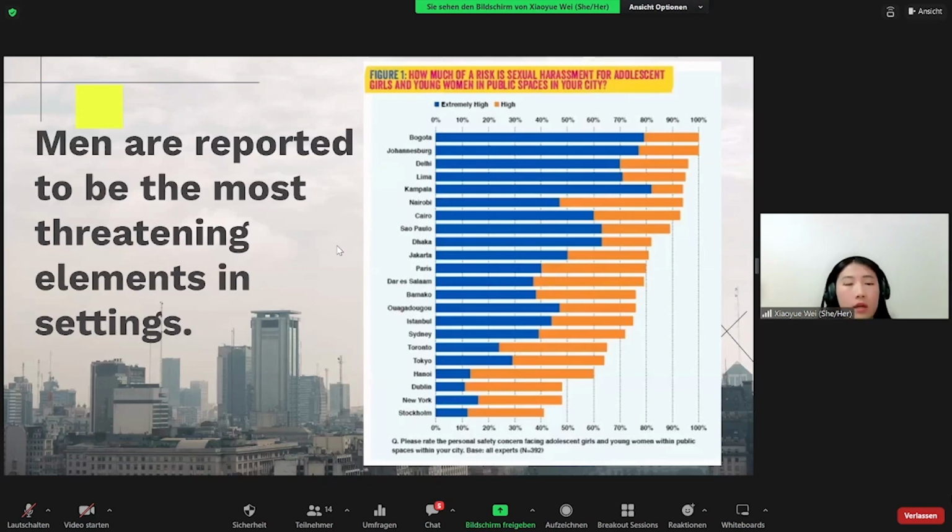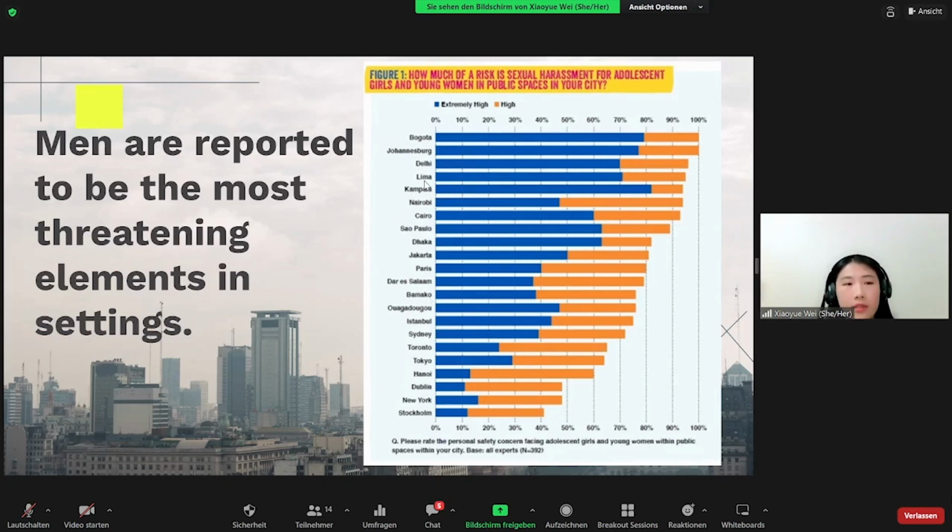The primary conclusion we draw from our observation is that men are reported to be the most threatening element in settings that women find most hostile in urban space. The data shows that the high risk of sexual harassment towards young women is commonly found in major cities across the world.